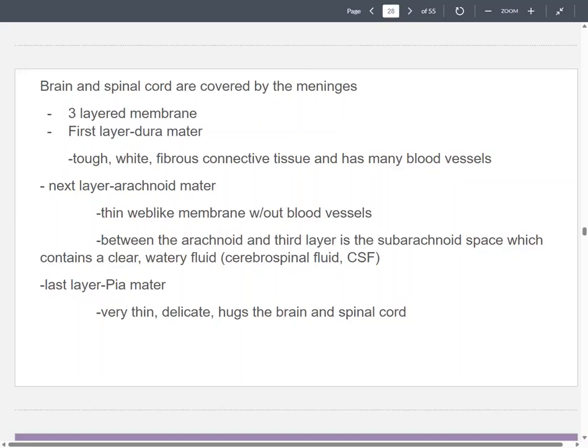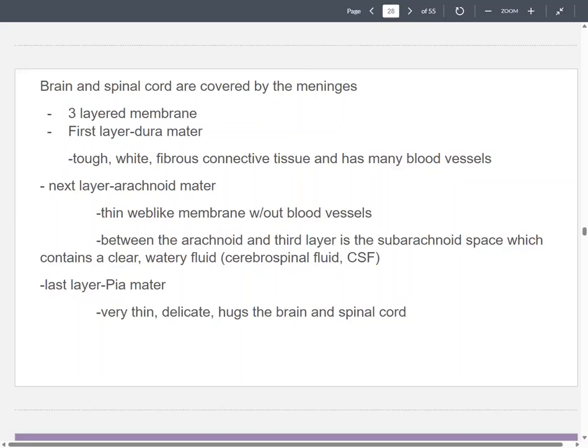And mater means mother in Latin. Dura, think tough, durable. So this is a very tough, fibrous connective tissue membrane. It's white in appearance, and it has a ton of blood vessels. If you get the chance to do a gross anatomy dissection where you are cutting through the meninges to get to the brain or spinal cord, you are going to need a very sharp scalpel, and you will need to apply pressure. It is extraordinarily tough. It stands up to its name.